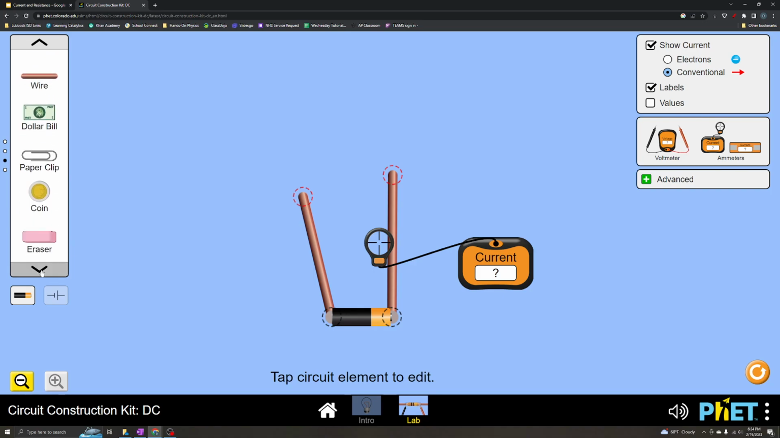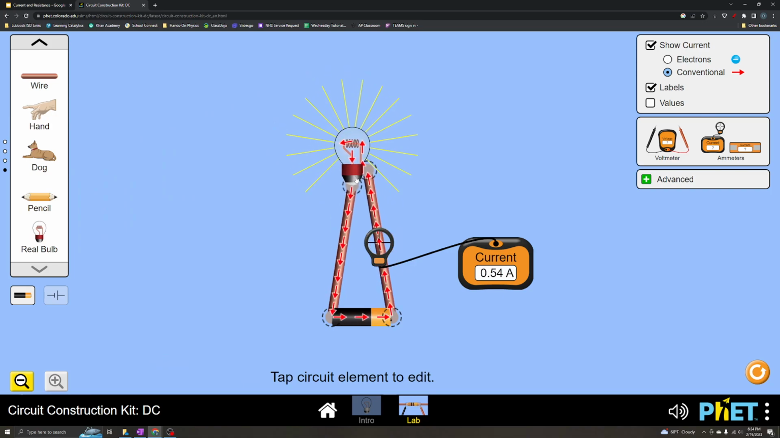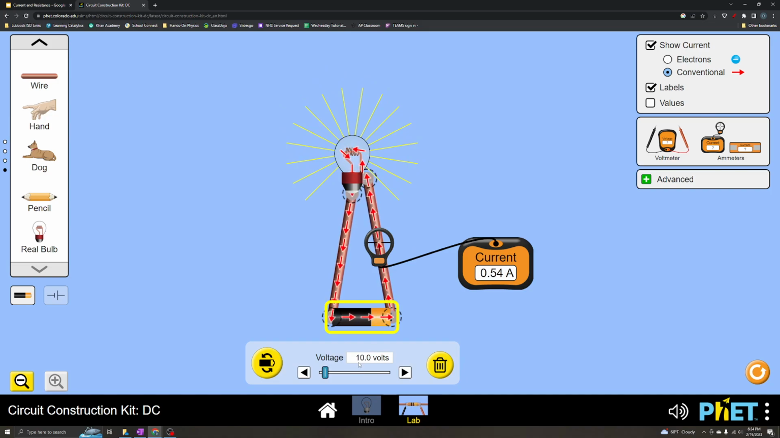But let's go down here, and that was an idealized light bulb. I actually have a real light bulb here. And what we'll see is that real light bulbs do not behave in an ohmic fashion. So here I've got 10 volts and 0.54 amps.